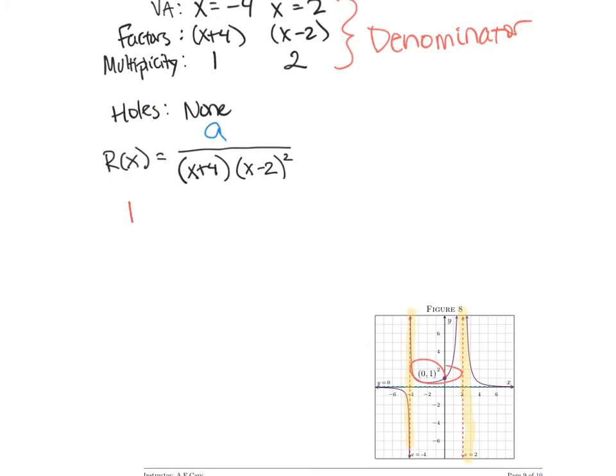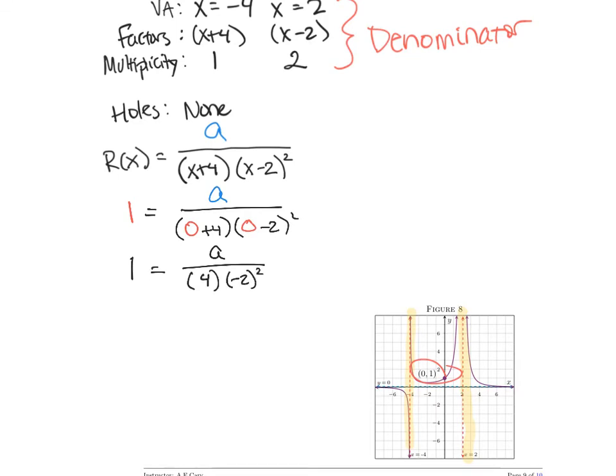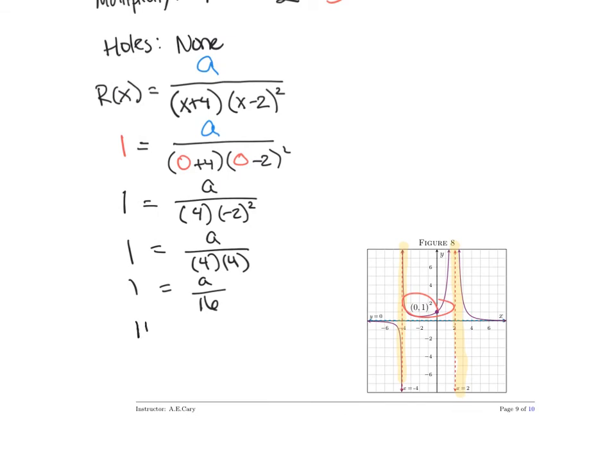So we're going to plug in 1 for our y, and we are going to plug in 0 everywhere that we see an x. All right, let's get to solving. So we're going to have 1 is equal to our a value over 4 times (-2) squared. 1 is equal to a over 4 times a positive 4. So 1 is equal to a over 16. So to get rid of this fraction, I'm going to multiply by 16 on both sides. And I just get that my a value is equal to 16.